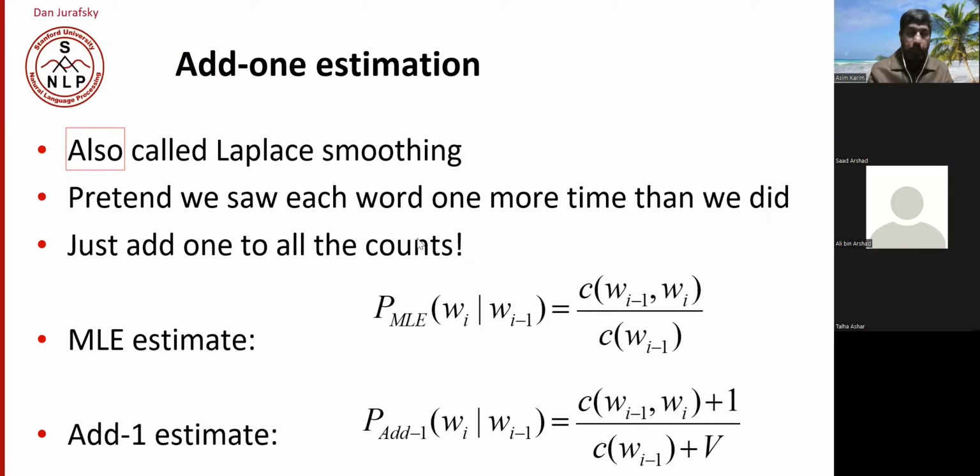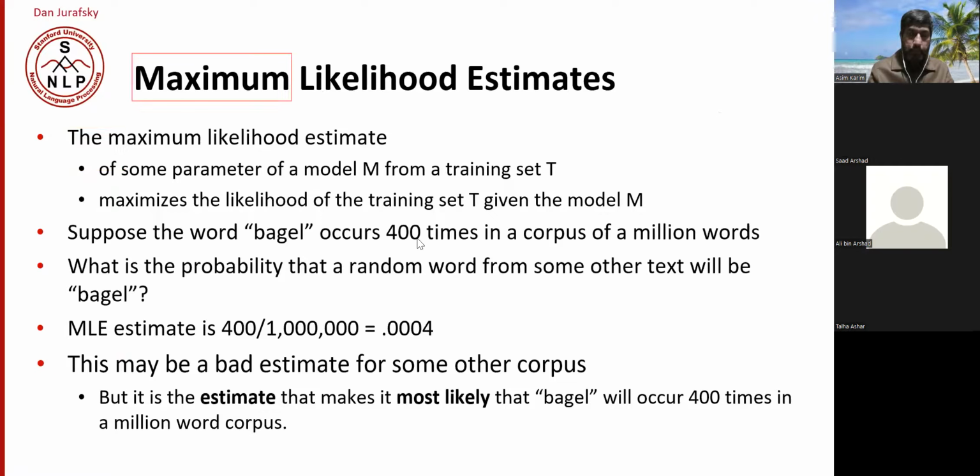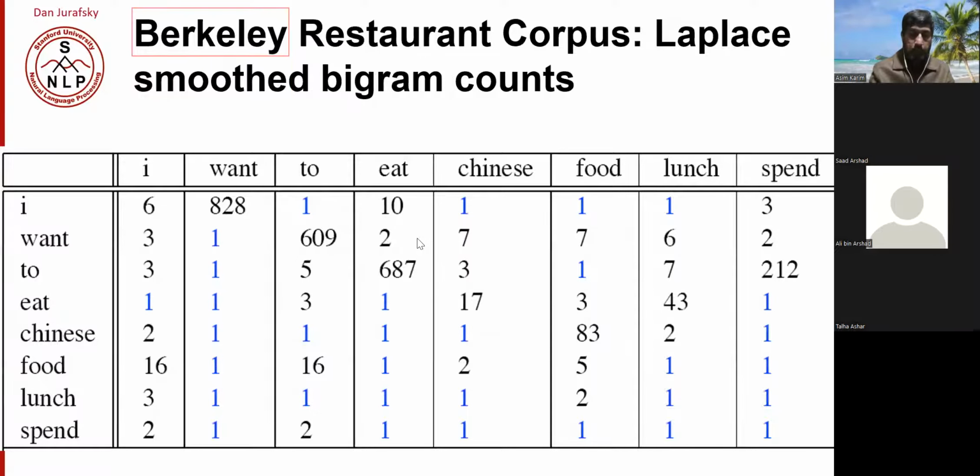So this is the formula for the smoothed estimate, and of course this is different from the maximum likelihood estimate. This is the Berkeley Restaurant corpus, and this table is showing you the bigrams.